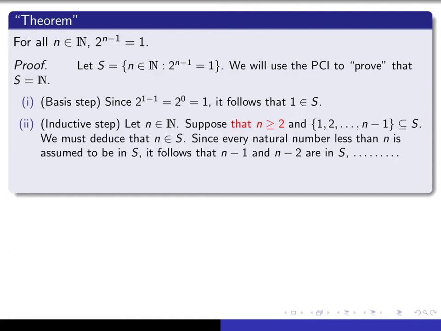So now, since every natural number less than n is assumed to be in S, it follows that n minus 1 and n minus 2 are in S. Well, there's the mistake in the proof. Because if n happens to be 2, which it certainly could be, then n minus 2 is 0, and so it's impossible for that to be in S because that's not a natural number. So there's the mistake. It's simply in writing this thing down.